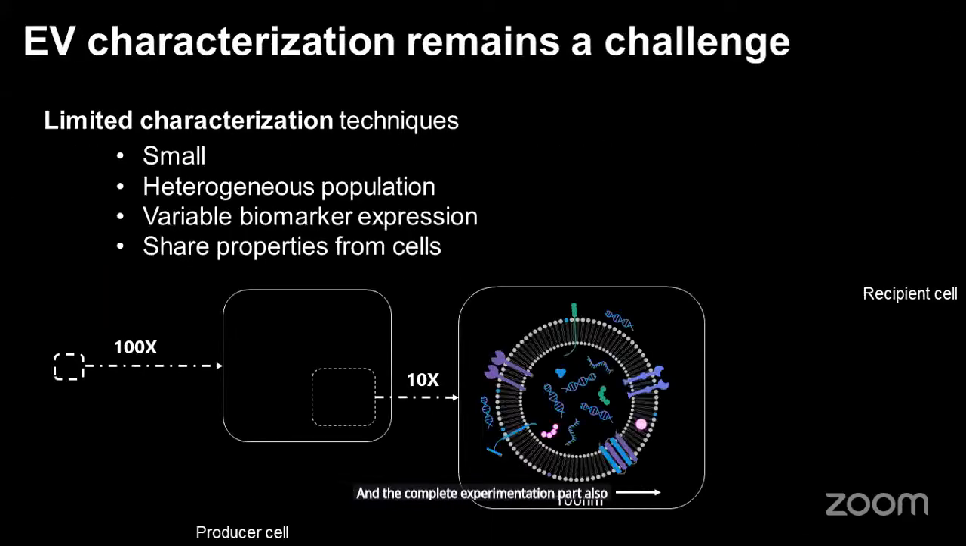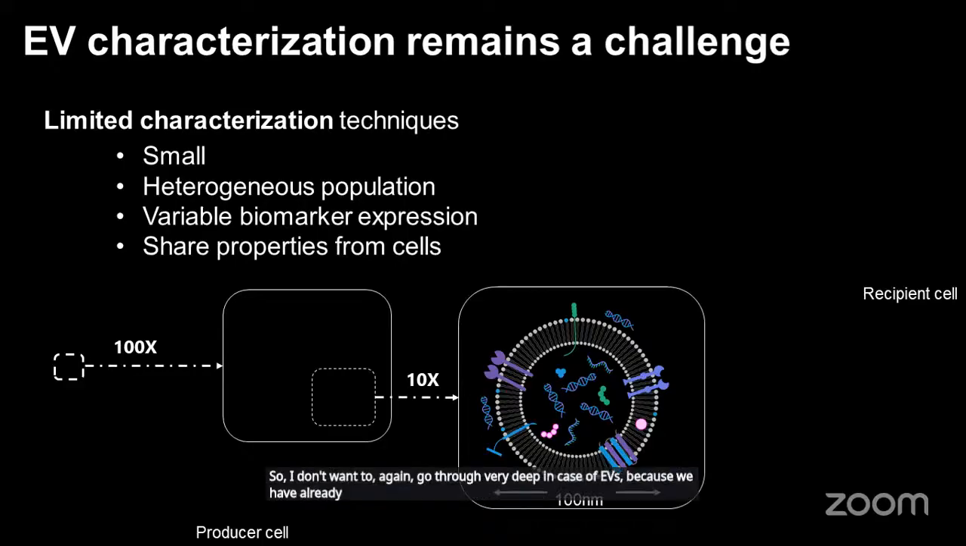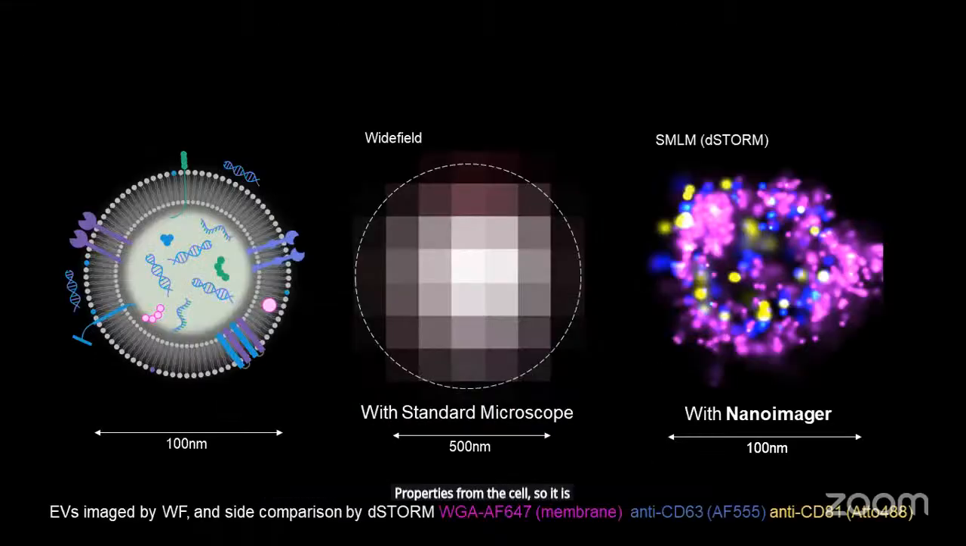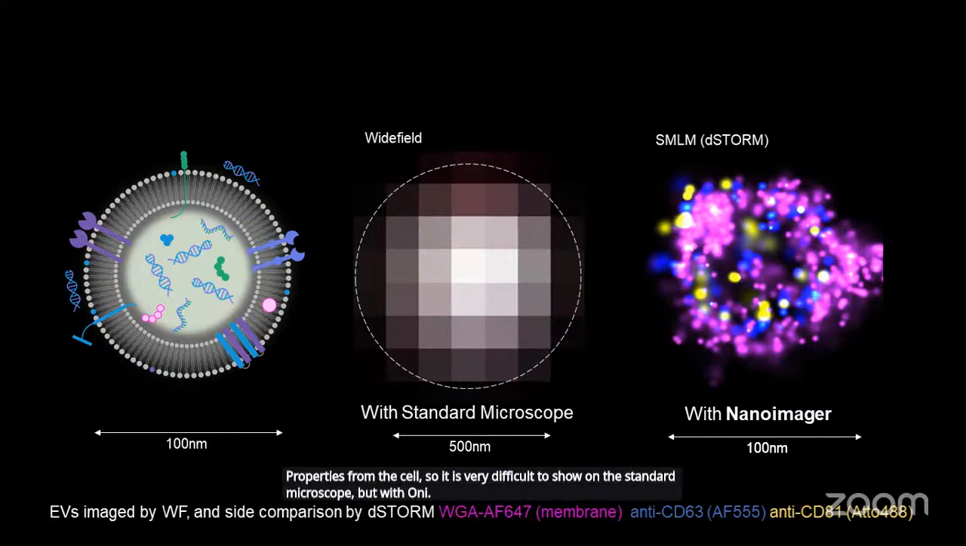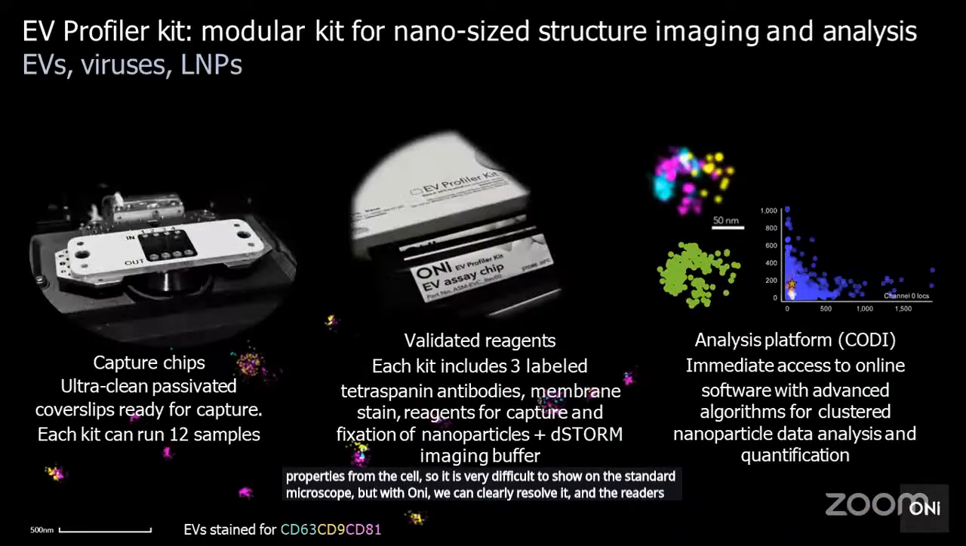I don't want to go very deep again in the case of EVs, because we have already seen a lot of things with EVs. People struggle with EVs, as I have already told, because they are small, a heterogeneous population, with various biomarker expression, and they share properties with the cell. So it is very difficult to show on a standard microscope. But with ONI, we can clearly resolve it, and the readers or people can appreciate it.